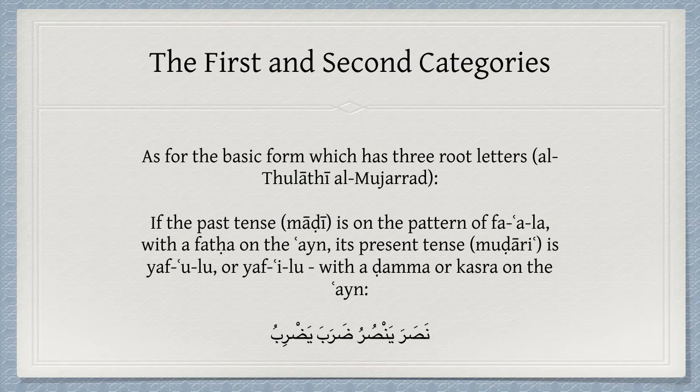And there are certain other details which we won't go into here, but suffice it to say that each of these forms has particular qualities. For example, the first category usually has a meaning of the action being done on something else, on another object. So nasara Zaydun Amran, Zayd helped Amr, for example. And daraba yadribu is also the same.